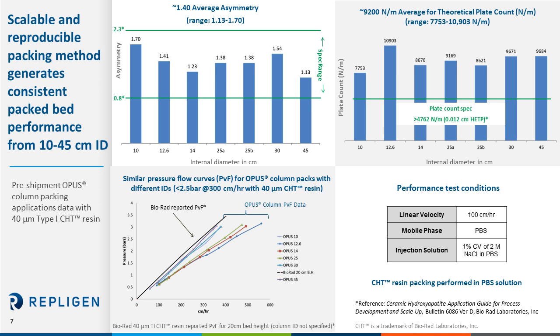In addition, we have consistent pressure versus flow data compared to the standard reported by Bio-Rad, although we don't know exactly what diameter that Bio-Rad pressure flow line is. We do know it's a 20 centimeter bed height, and these are consistent with the diameters that we've packed, all to a 20 centimeter bed height as well. So consistent process pressure versus flow data, and very good asymmetry and plate count data, well within the specification range.